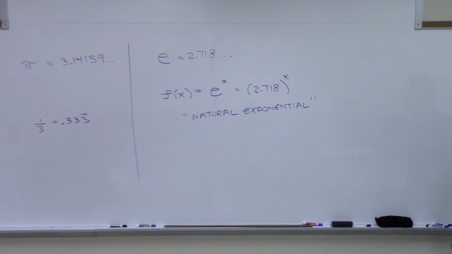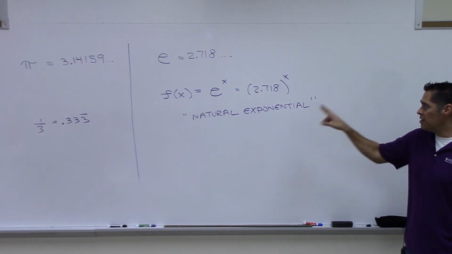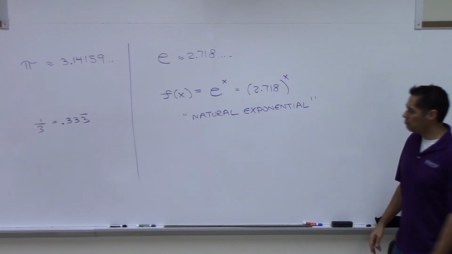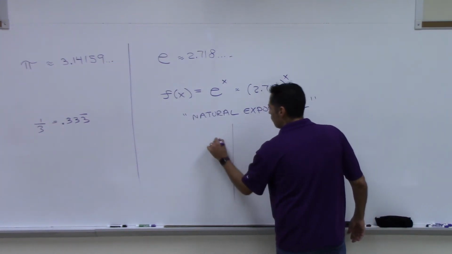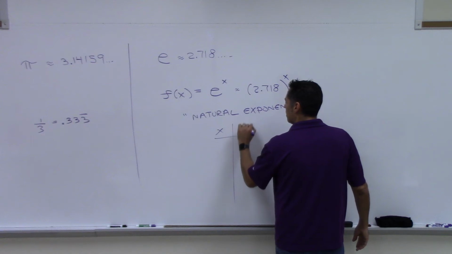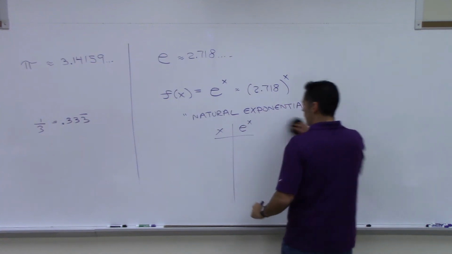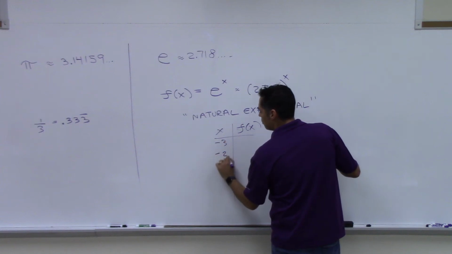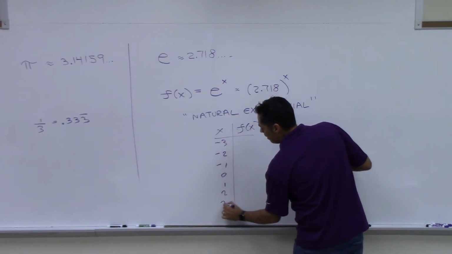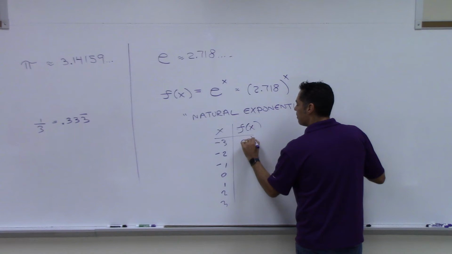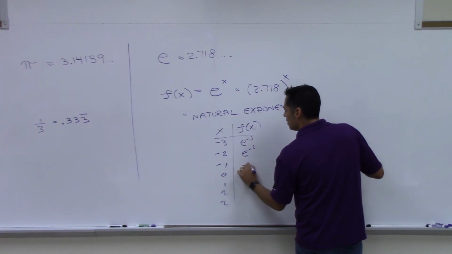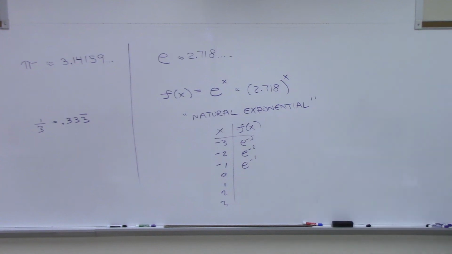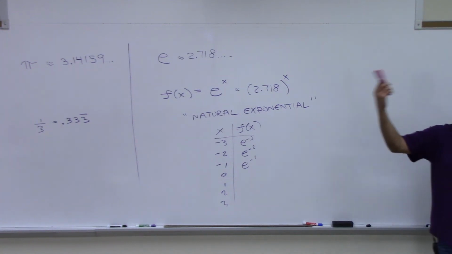So I'd like for us to think about what it would be if I asked you to graph this. Would it be any harder than anything we've done? No. You just make a t-table, x, f of x. You go -3, -2, -1, 0, 1, 2, 3. And then over here you do e to the -3, e to the -2, e to the -1, and so forth.